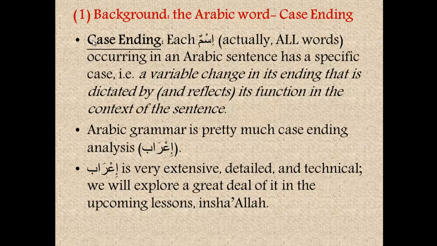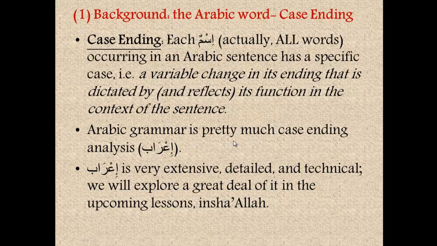Let's take a look at the third quality, which is case ending. Each ism in Arabic occurring in an Arabic sentence has a specific case, which is basically a variable change in its ending that is dictated by its function in the sentence. And this ending also reflects the function in the sentence. So what does that mean? Basically, a case ending is a change in the ending that tells us something about that word's role in a sentence. And in actuality, all words, not just asma in Arabic, have case endings.